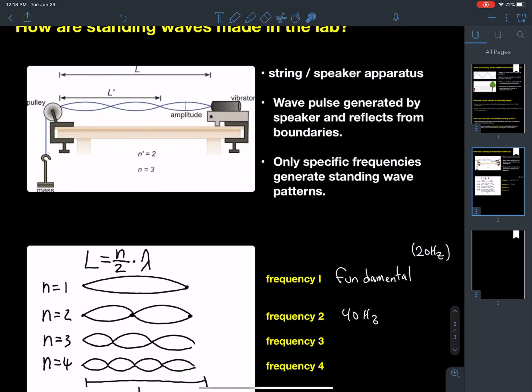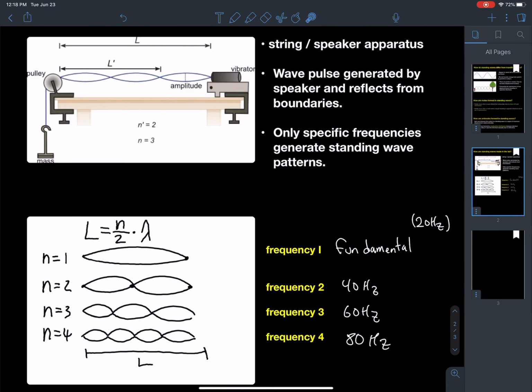And then if I tripled that fundamental frequency and I had 60 hertz, I would see the next pattern, and so on. If I had 80 hertz, I would see the next pattern. Okay, and that would have been a demo we would have done on day 1 in the classroom. So we would have seen these patterns. And if I would have tuned that vibrator to 18 hertz, you would see nothing. You would just see a mess on the string. Only when we got to 20 hertz would we see a defined pattern.